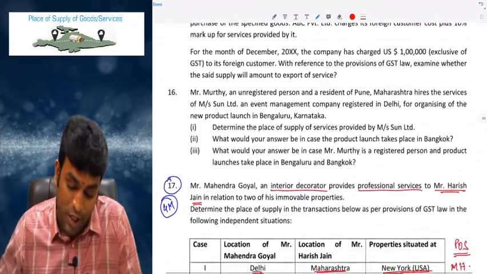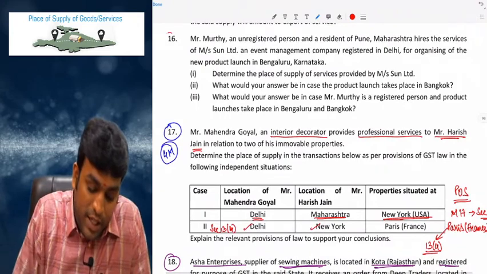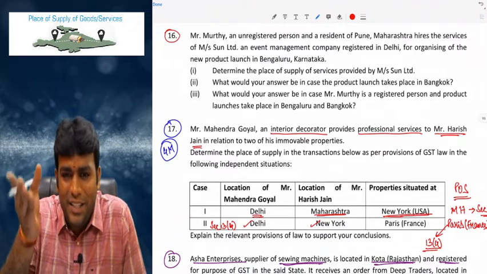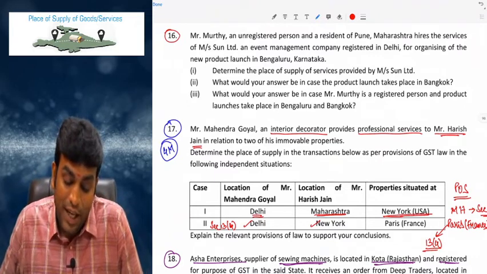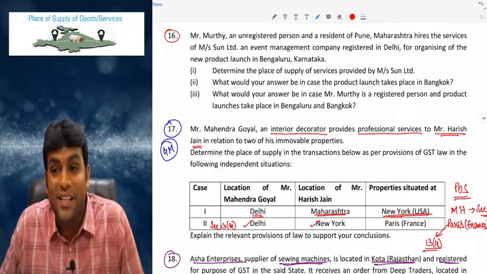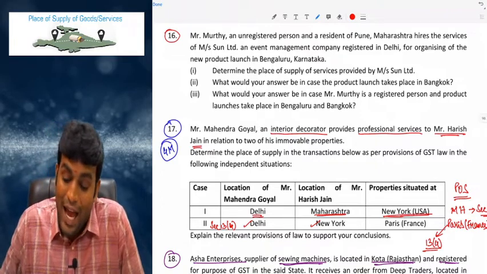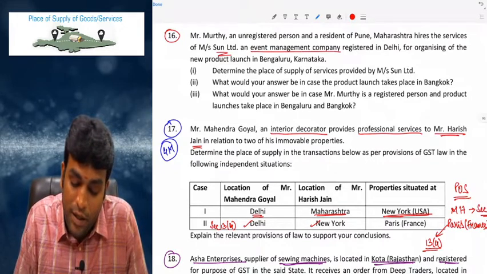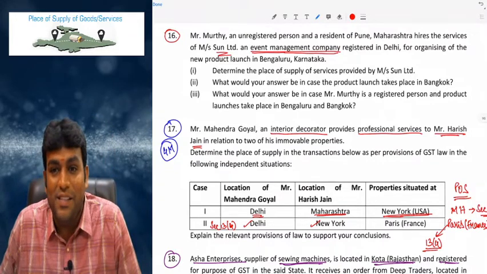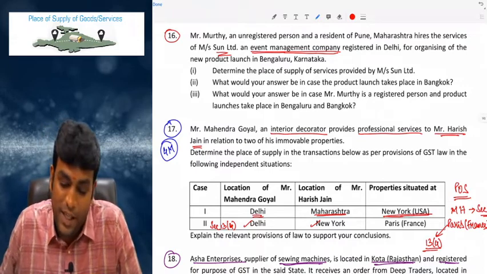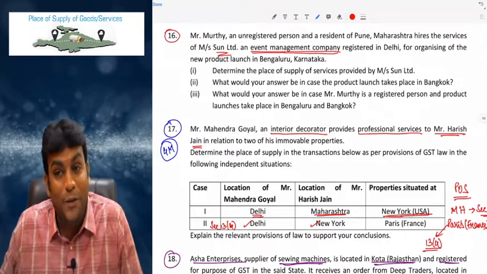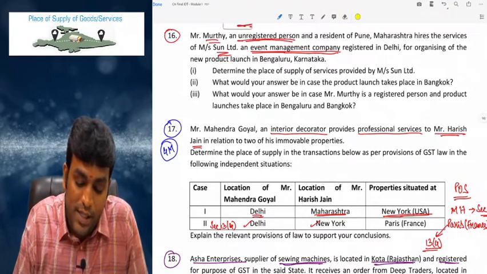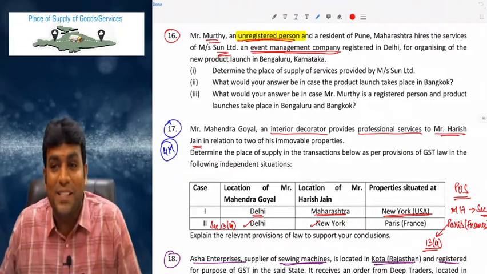The 15th also requires some knowledge. We can look at the 16th question. Mr. Murthy, an unregistered person and a resident of Pune, Maharashtra, hires the services of Sun Limited, an event management company registered in Delhi. You have to observe that Murthy is an unregistered person. That very clearly means the receiver is an unregistered person.